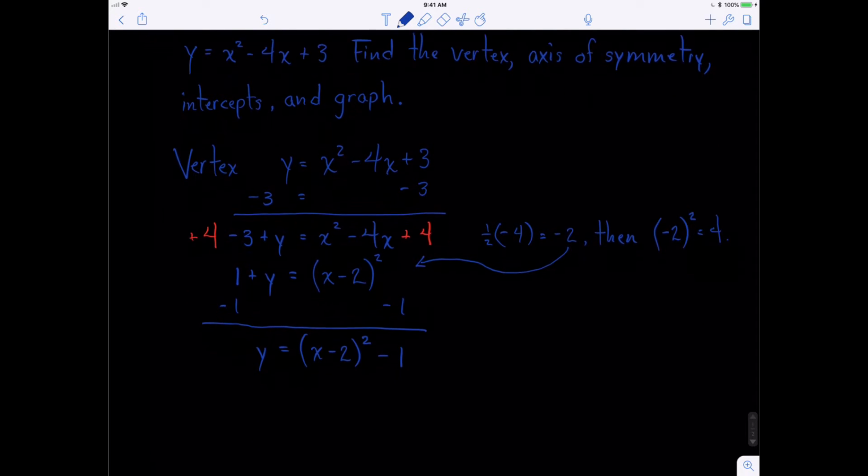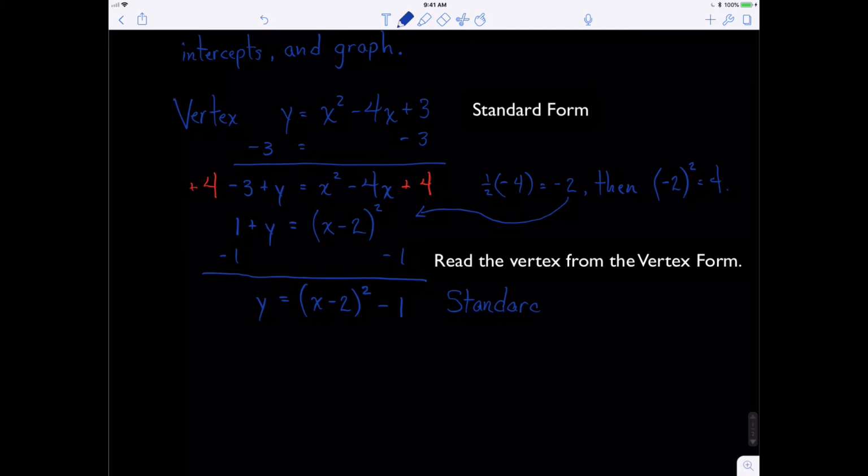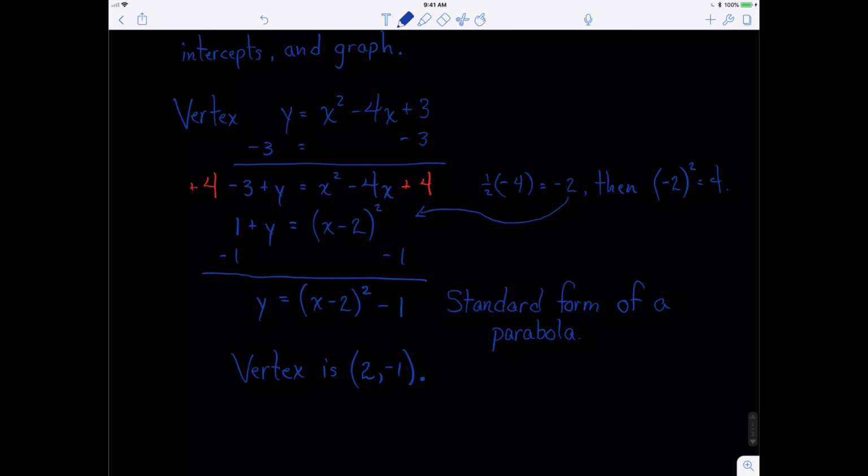And now we can read the vertex right from standard form. Let's just remember that's what this is called, standard form of a parabola. And so our vertex is the point positive 2, remember we changed the sign on the number in the parentheses, comma, negative 1. That's the first thing that we needed to do.